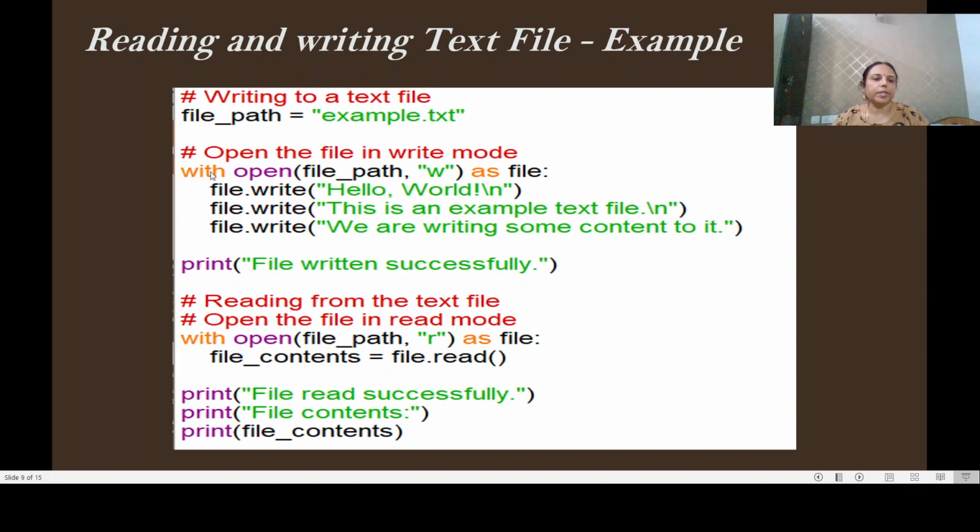And I have to use this construct: with open file path comma w as file. Normally file pointer is equal to open, but instead of that, we are using open as file. So this is the file object. Now use this file object and enter some content into example.txt. So I'll write file.write this sentence, file.write another sentence, file.write the third sentence. Then I'm just printing that the file was written successfully.